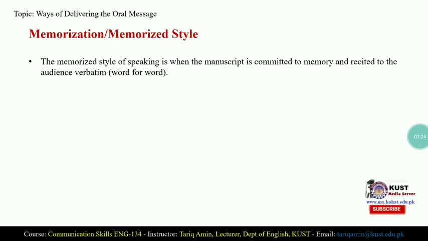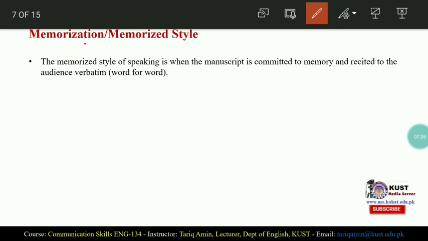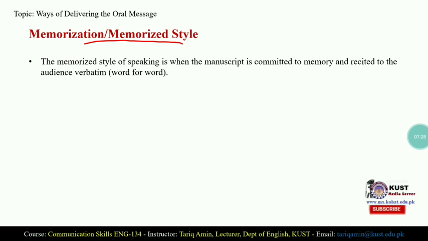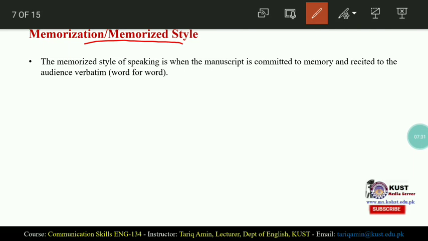The second one is the memorization or memorized style of presentation. As the name suggests, the speakers memorize major points or the whole text and speak it in front of the audience. The memorized style of speaking is when the manuscript is committed to memory, and they recite it to the audience verbatim, word for word.